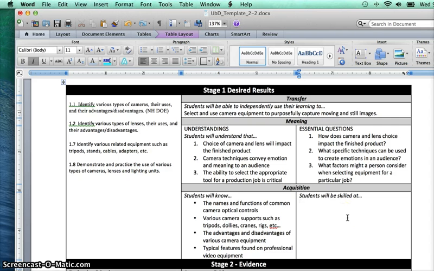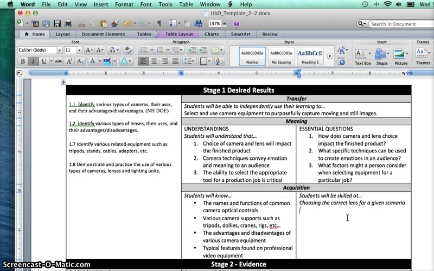What will the students be skilled at? Well, the students will be skilled at choosing the correct lens for a given scenario.